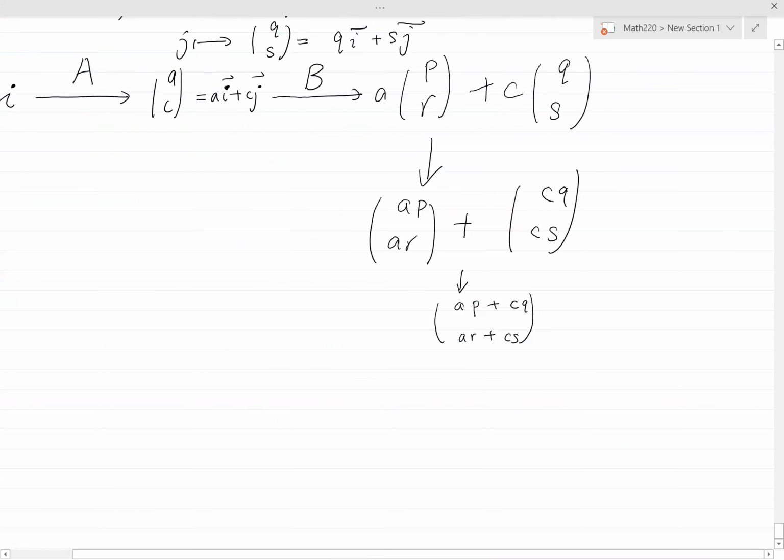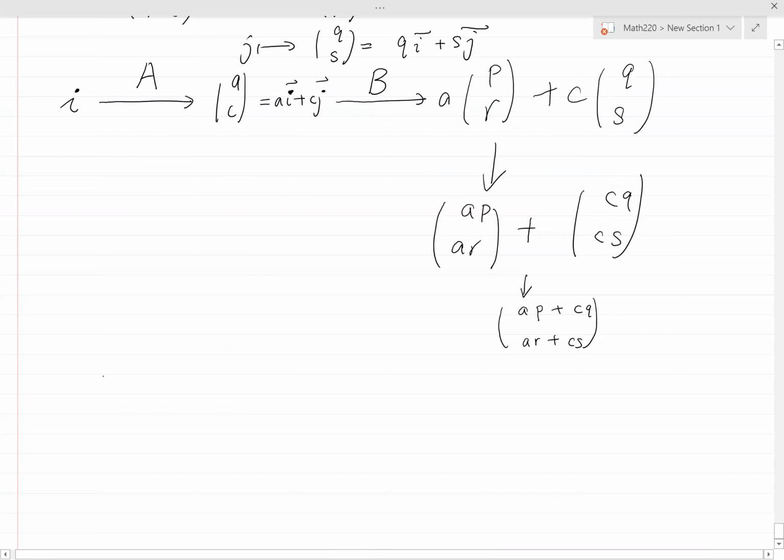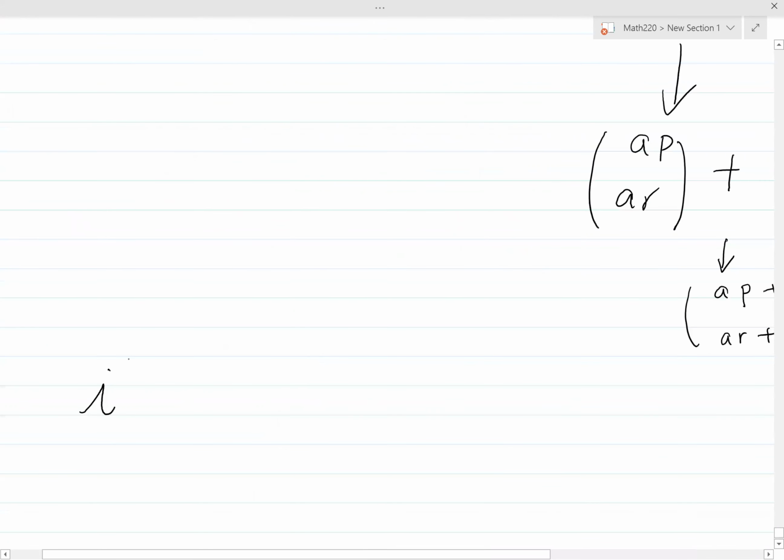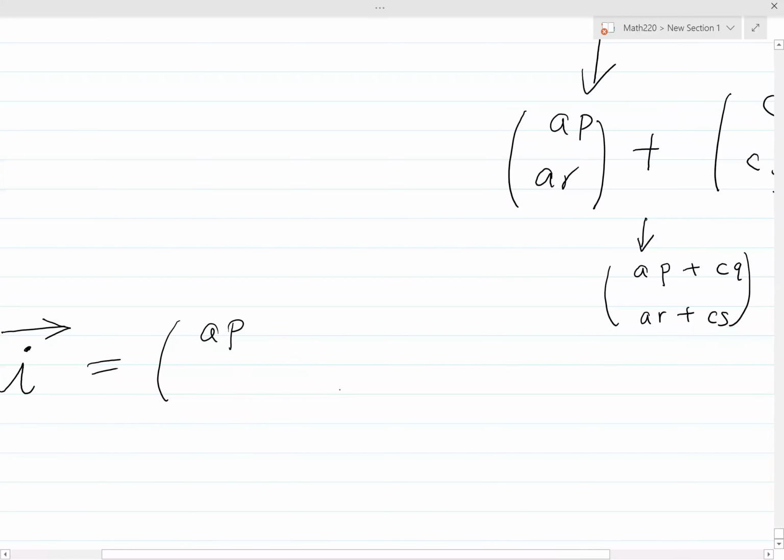Okay, so we get this rule. We input I, and the output should be AP plus CQ. We copy that again, CQ, AR plus CS.